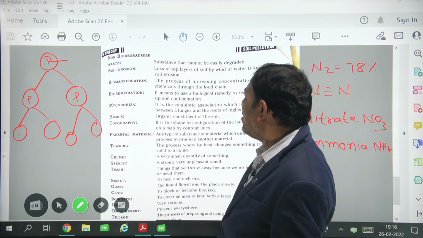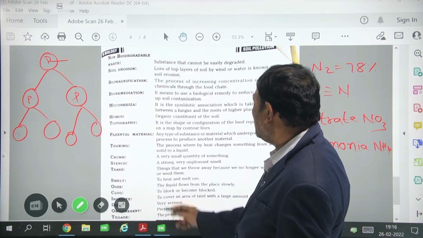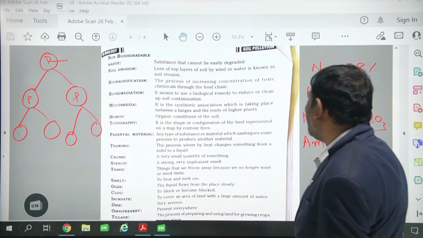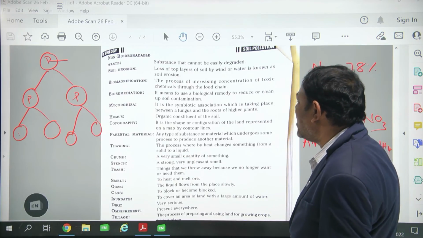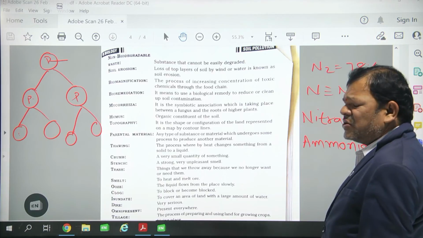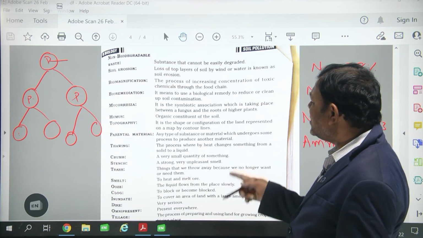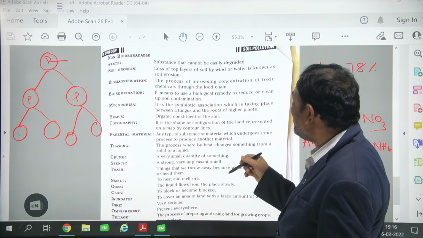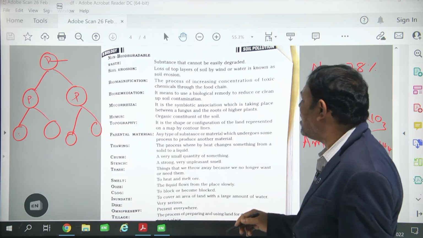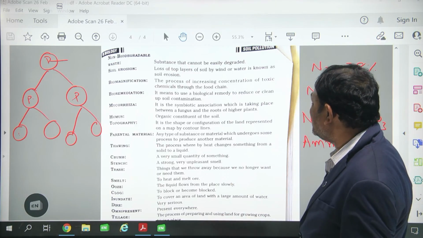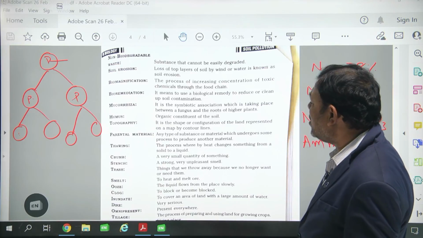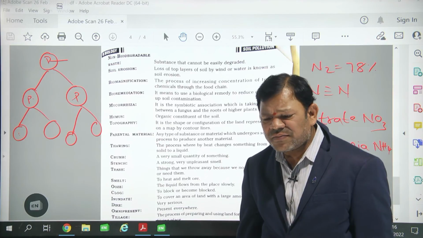Next one is thawing. The process whereby heat changes something from a solid to a liquid. So that means a solid changes to a liquid. The process whereby heat changes something from a solid to a liquid is called thawing.